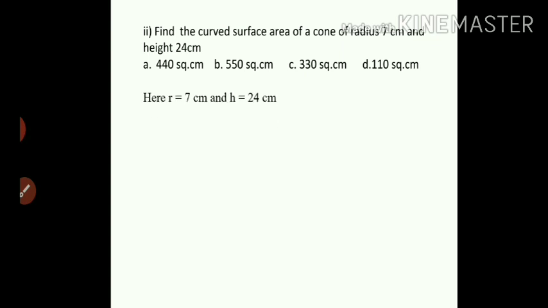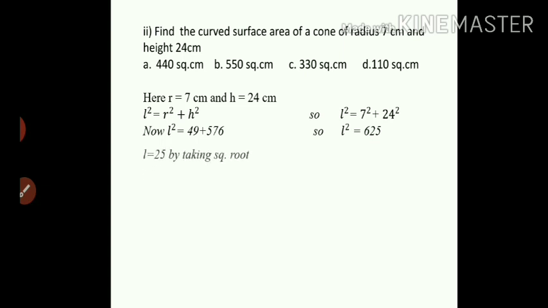So see, we'll write here radius is 7 and height is 24. So to find slant height, L square is equal to R square plus H square. So L square will be equal to R is 7, so 7 square plus H is 24, so 24 square. So we will square it, that is L square will be 7 7s are 49 plus 24 square will be 576. So L square will be 49 plus 576 will be 625. This is L square. So now I will take square root. By taking square root I get slant height, that is L is 25.